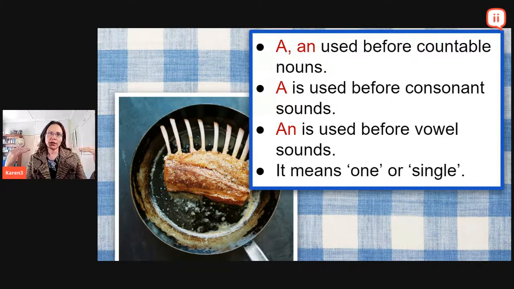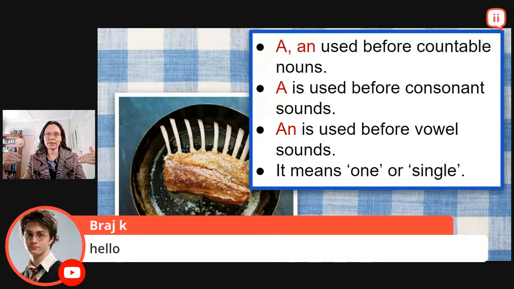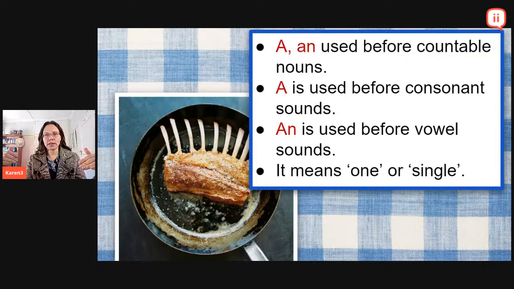And then we use a before consonant sounds, okay? And an before vowel sounds. So a dog, an apple, all right? Vowels are A, E, I, O, U. India, well done. Welcome to this lesson. Thank you for joining us from such a far way away. Okay. So a or an mean one or single, all right? So let's go on to the next slide.